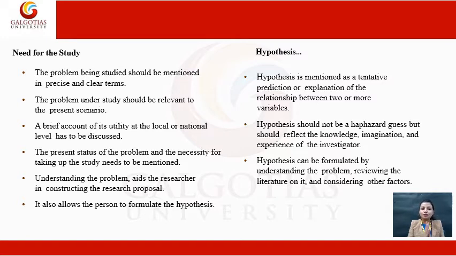So, in need and scope of the study, you have to write one paragraph, two paragraphs to discuss what is the need of that project and what is the scope of that project. But in hypothesis, you just write a single statement which you have to prove in your dissertation, in your thesis, or in your project.